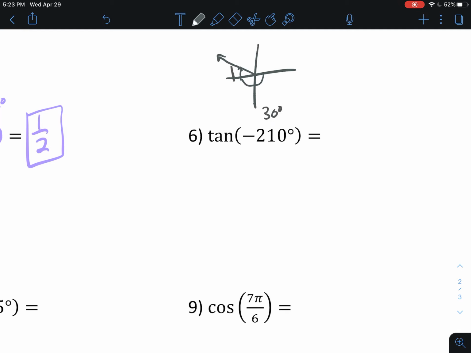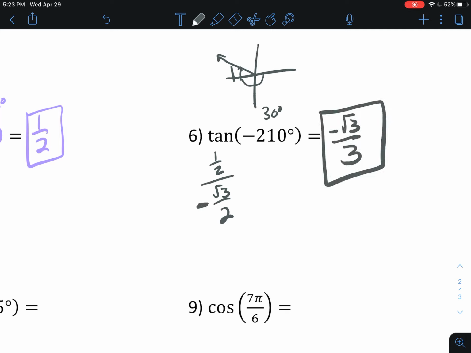And then we're going tangent, so that's y. The y value is 1/2 out of 30, and the x value is radical 3 over 2. Because the half is on top, that tells me one of these is negative. The x value is negative, so it's negative radical 3 over 3.